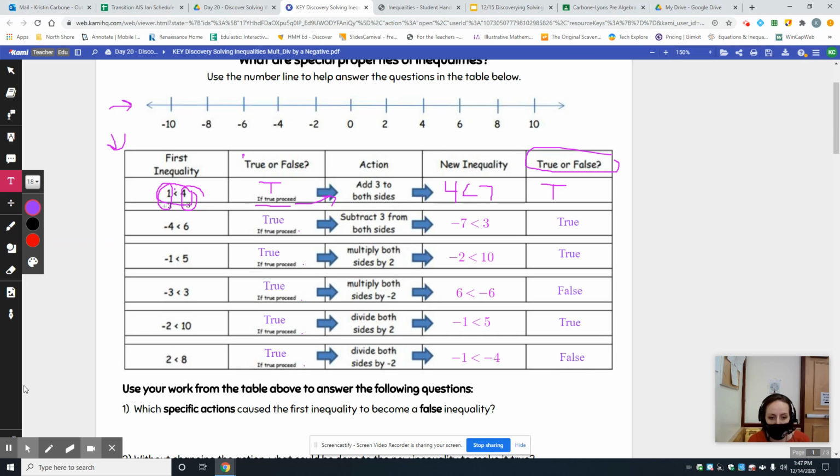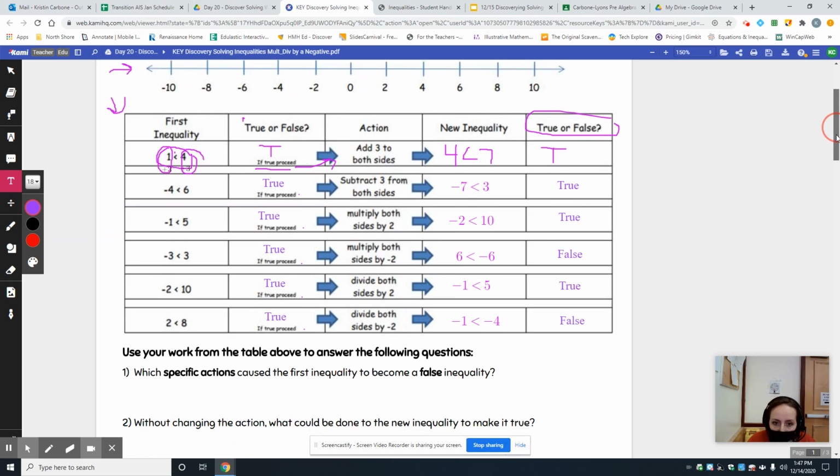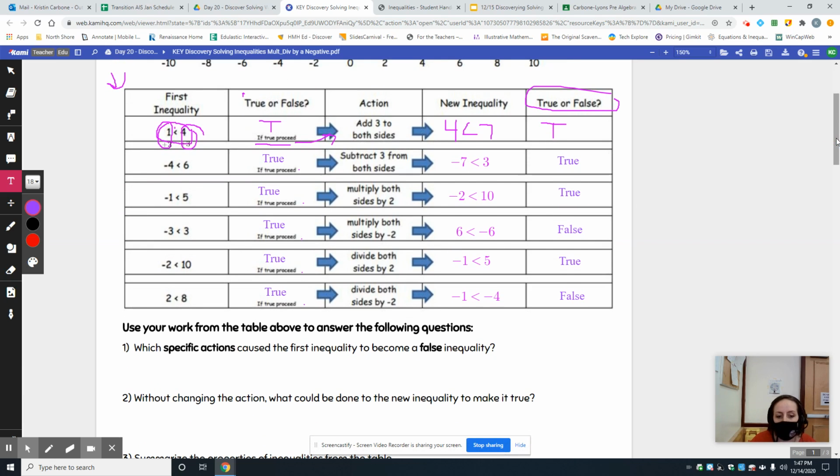Alrighty, so take a moment to look over the table and make sure your answers match mine. Pause the video if you need to, because we're going to move forward. Our first question says, which specific actions cause the first inequality to become false? So we're looking at those situations where the ending inequality was false. Hopefully you noticed that there were 2 situations, here and here.